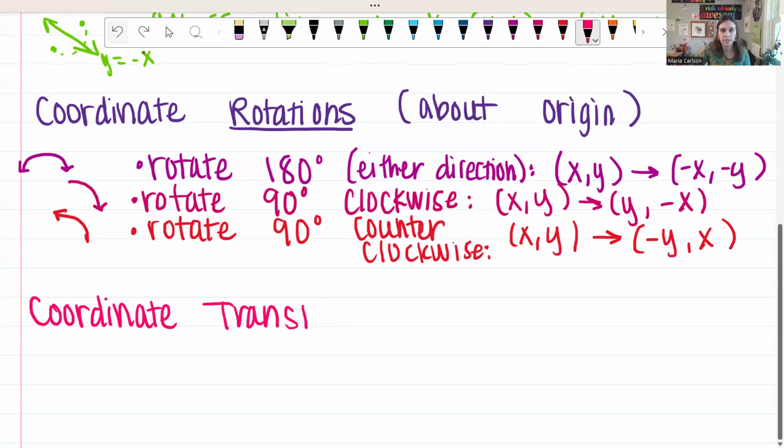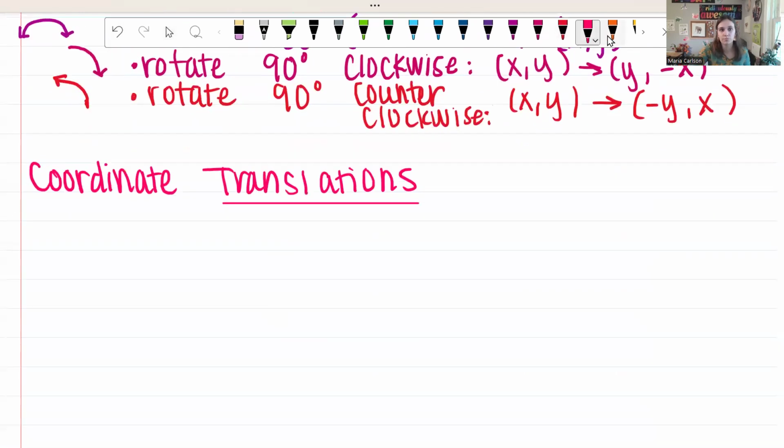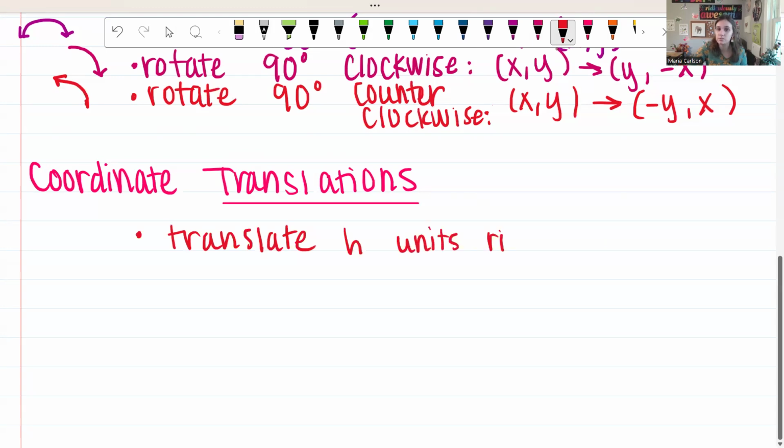So there are lots of ways you can translate a shape. So, let's start with red here. We can translate or shift h units to the right. So you can take your graph and shift it h units to the right.